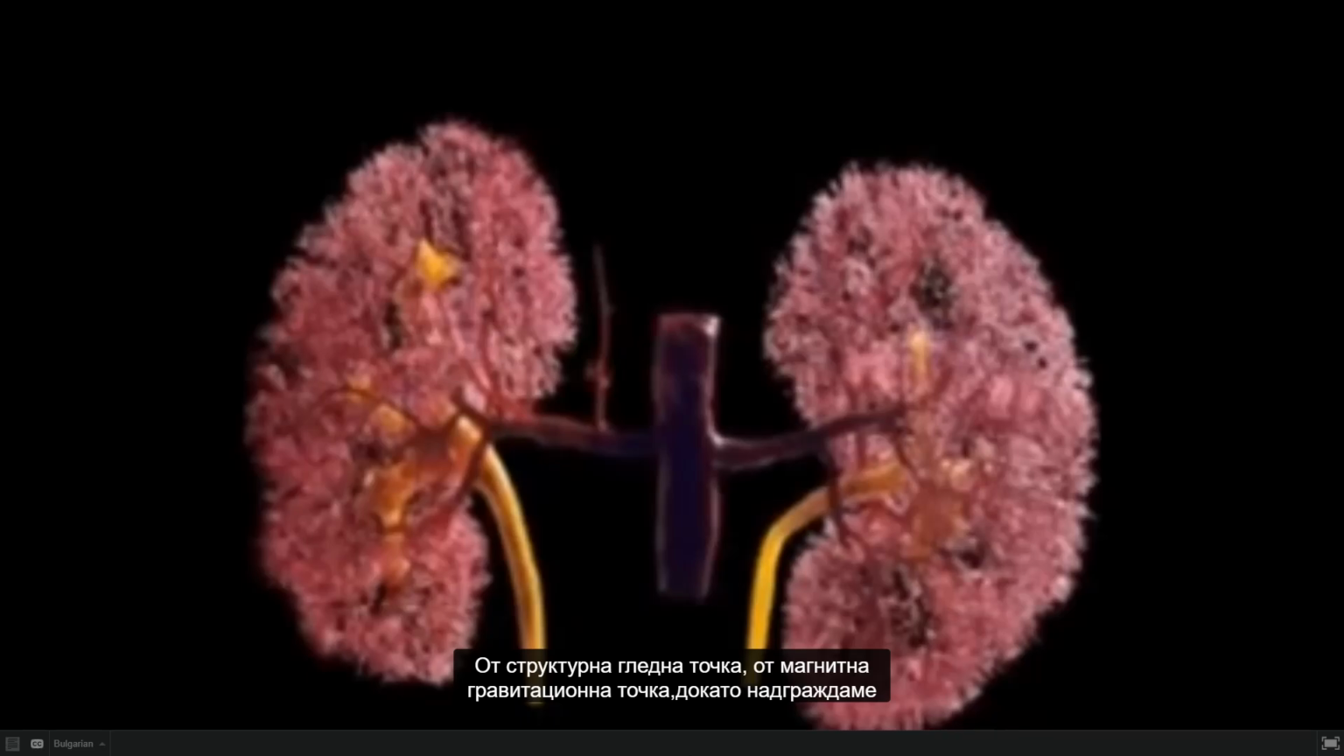From the structural point of view, from the magnetic gravitational point, as we build on the knowledge week by week, if you go back to the original discussions and explanations to do with the work of the brain, the work of the heart, the work of the lungs, the function and the purpose of the kidney is in fact totally dependent, and the kidney has been developed by the body of the man to support the function of the brain.